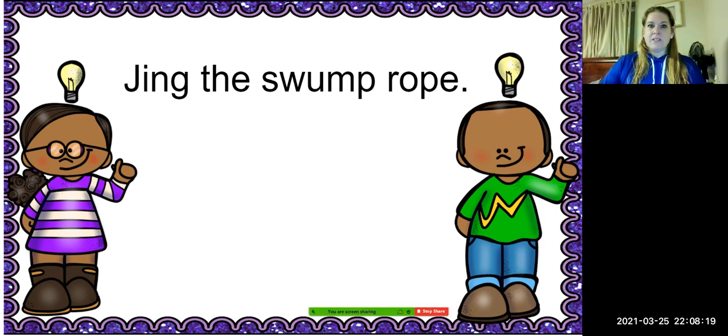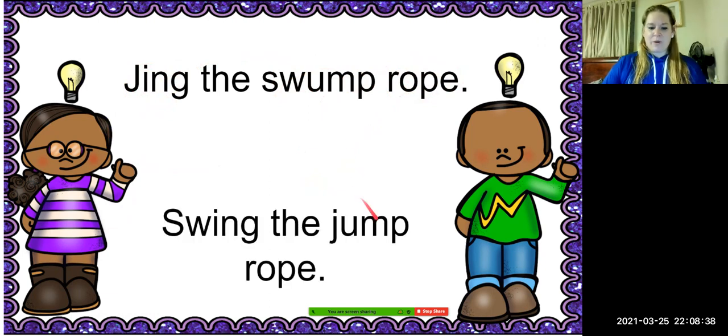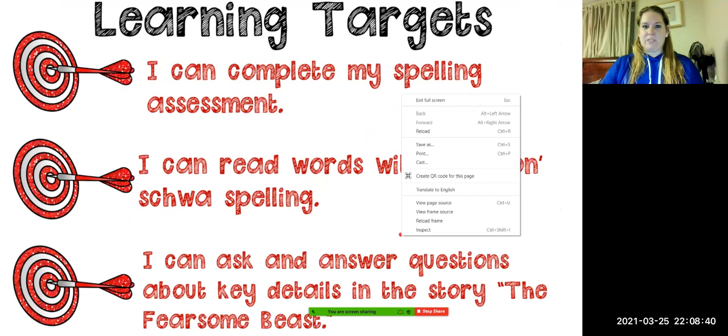This one's tricky because normally your spoonerisms are the first and the last word. But today it's not. Today it's the first and third word. So the real phrase is swing the jump rope. That's what it's supposed to say. All right.